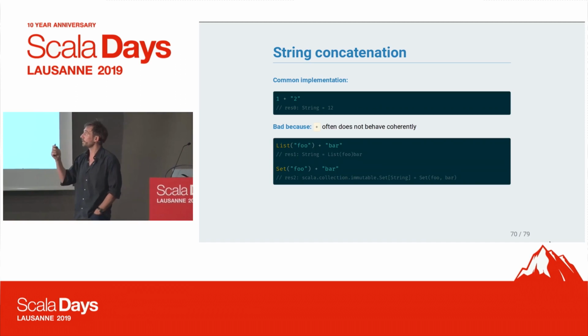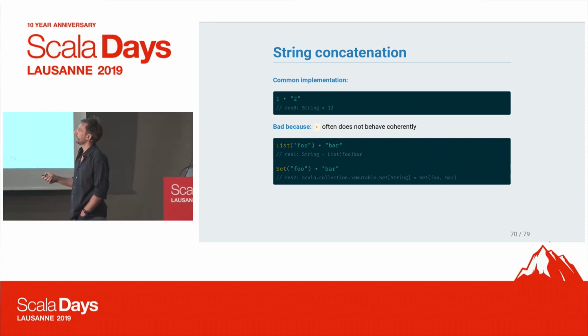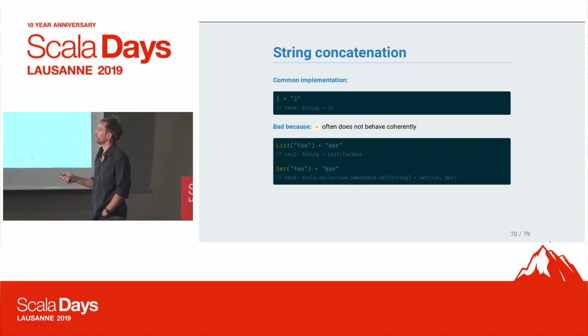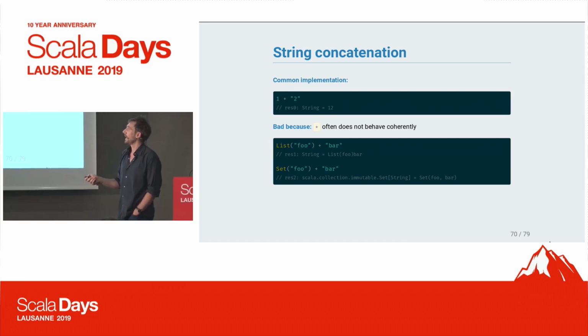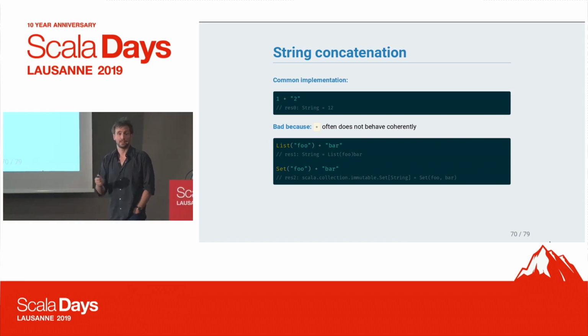This is a mistake because plus is kind of insane. It doesn't behave very coherently. So here, I have a list of string, and I plus bar it. So I add another string to it, and this is going to return a string which has a value, not super interesting, but it's going to do that. On the other hand, if I have a set of strings, and I add bar, then it's going to add it to the collection, and it doesn't have the same type at all.